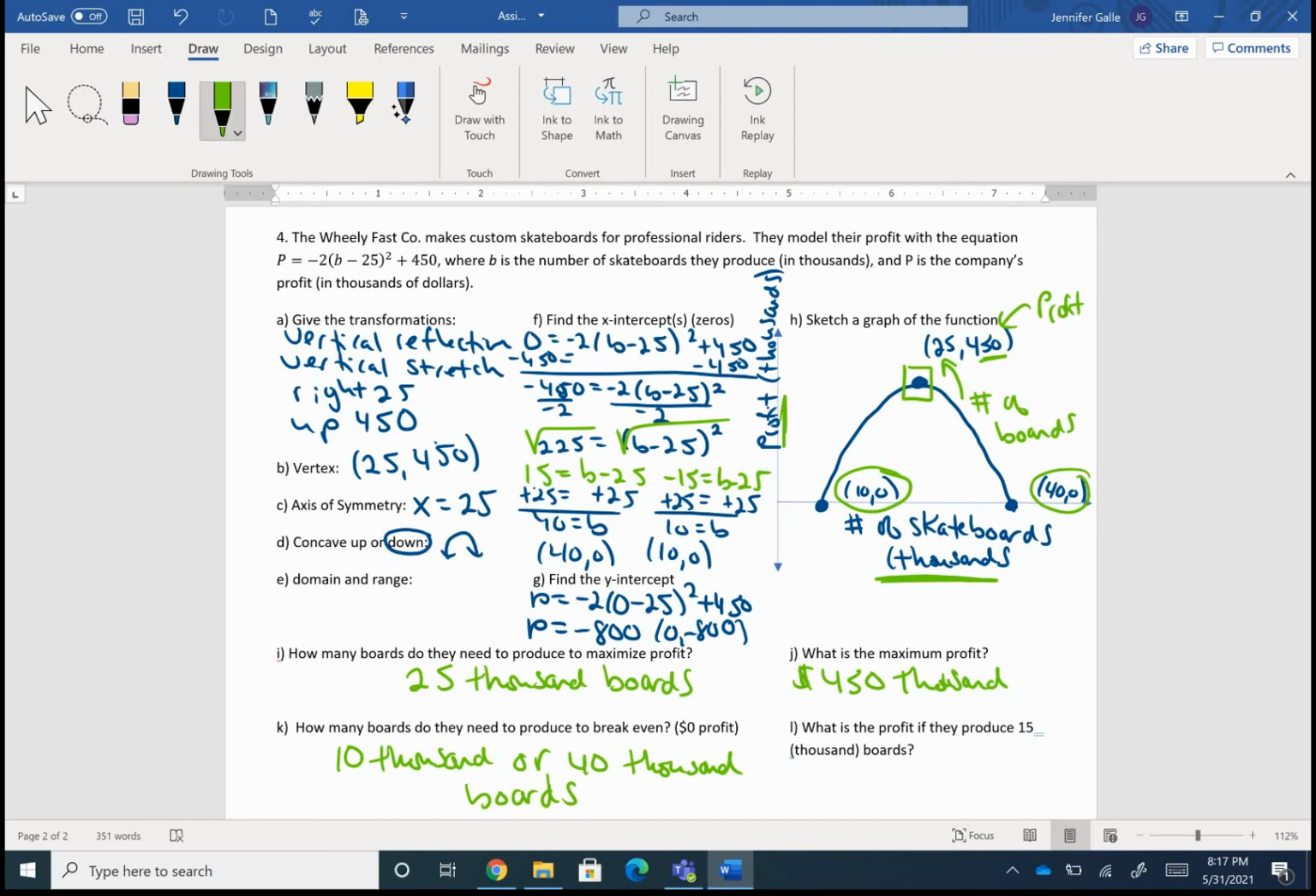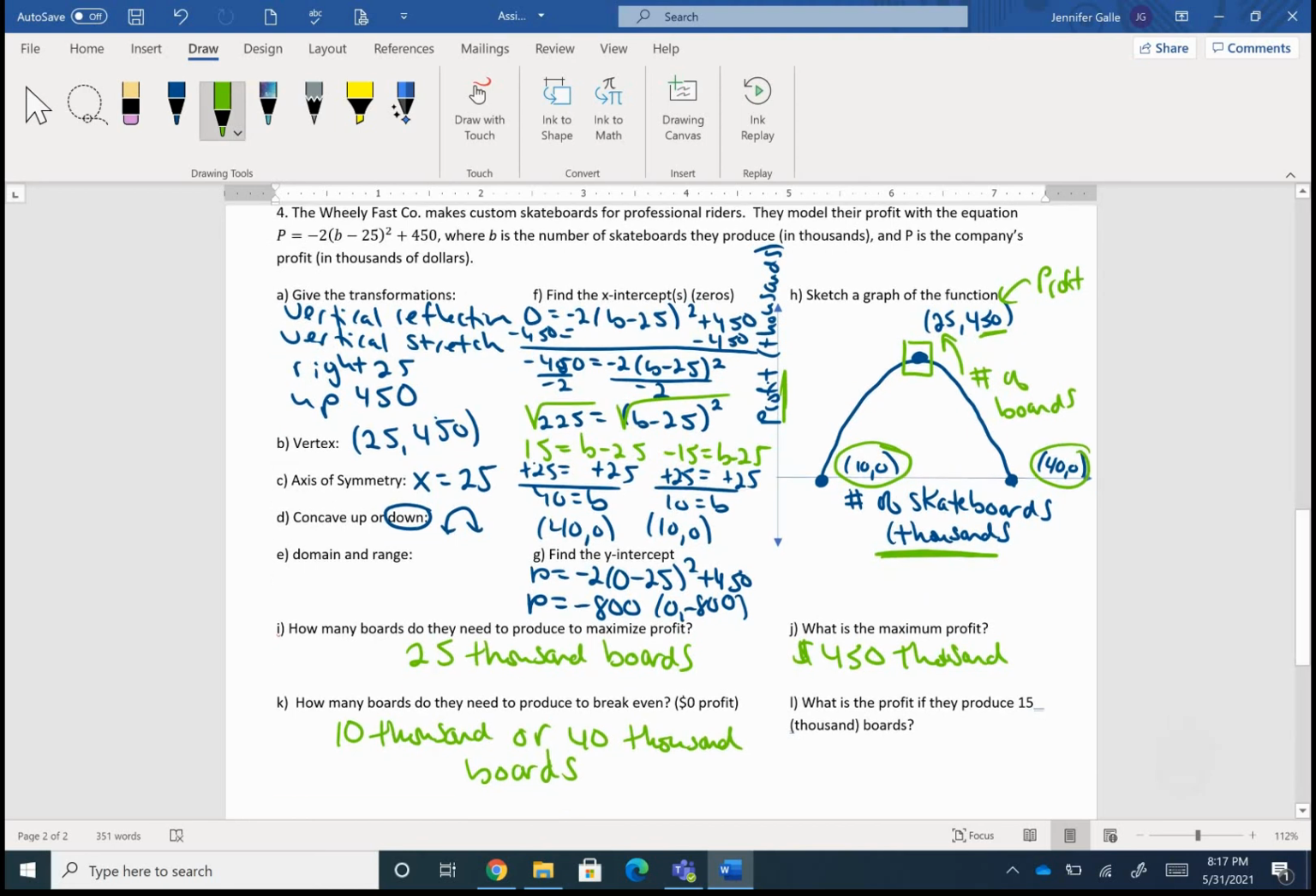What is the profit if they produce 15,000 boards? There's where we need to use our equation. 15 is the number of boards, which is our B value. So P equals negative 2. Instead of B, I put 15, and then I fill in the rest of the equation. Now that is something, guys, I'm going to throw right in my calculator. You can probably even hear me pressing the buttons. And I get 250. And we're going to throw the label 1,000 on there and that dollar sign.